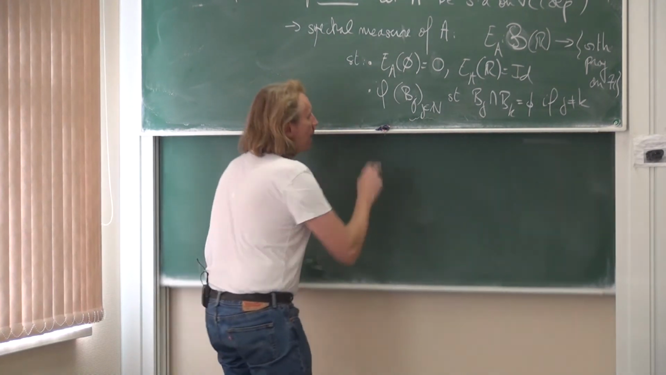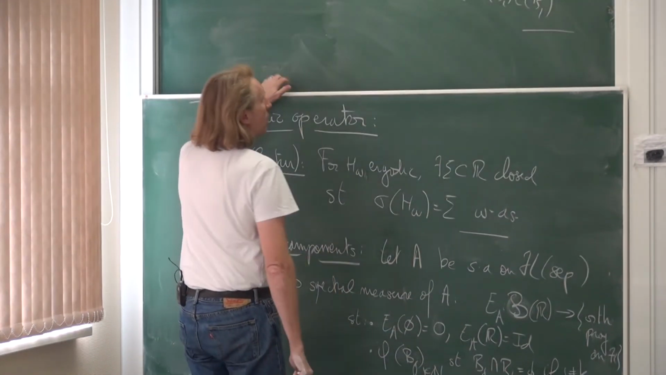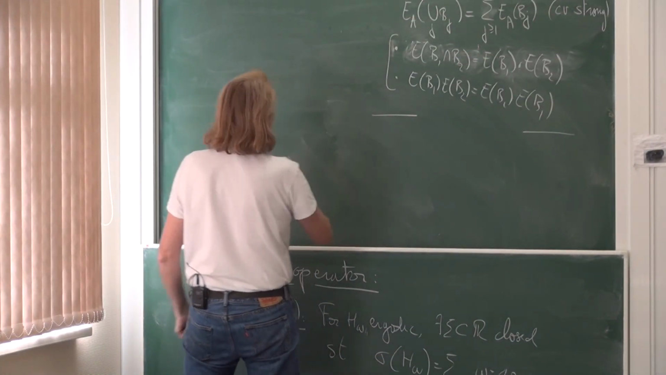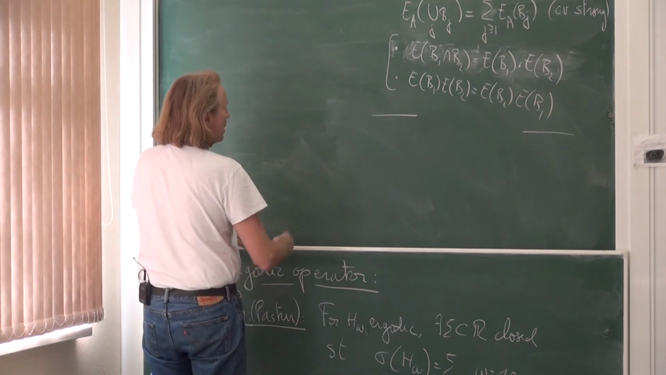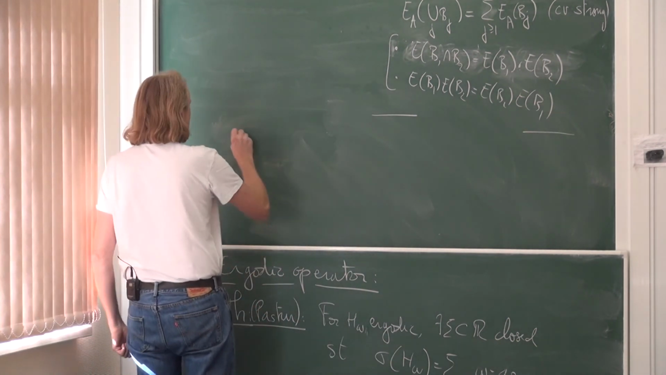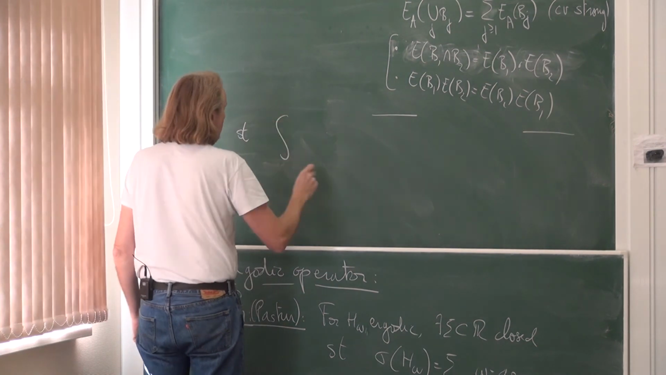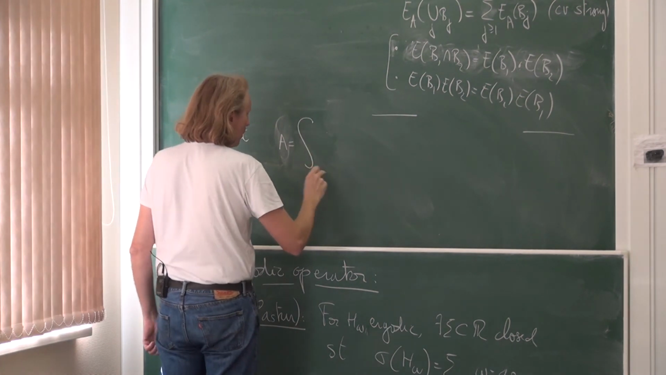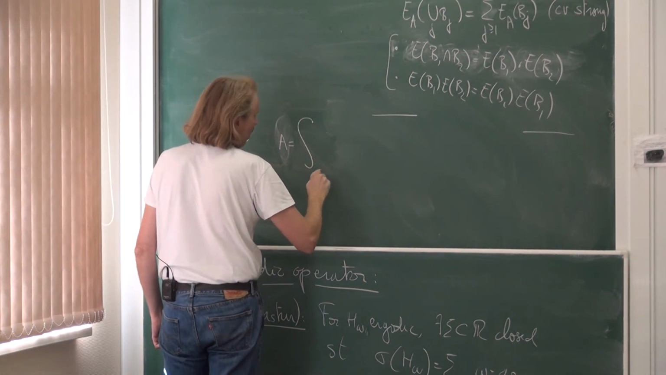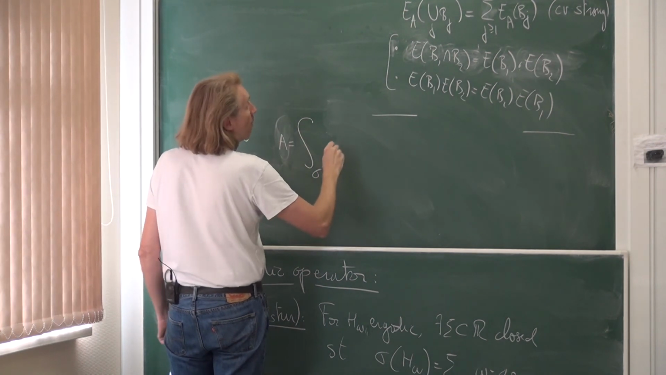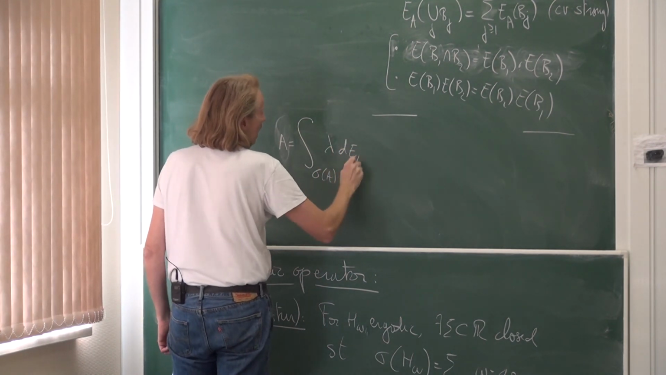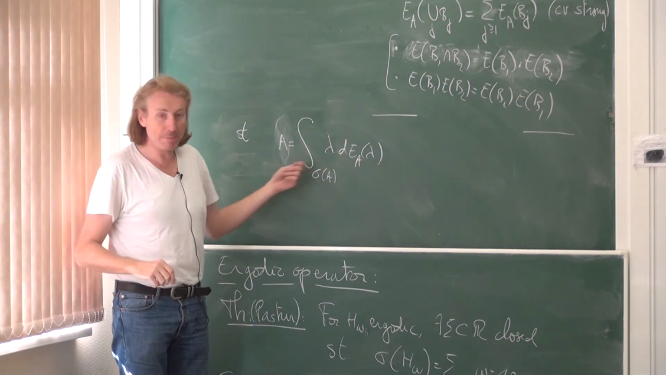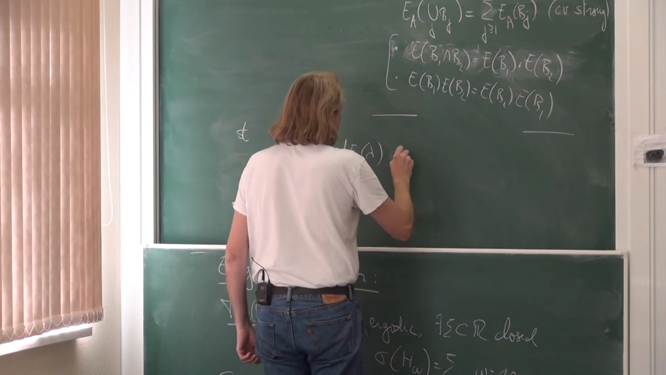And once you have this spectral measure, what happens is that you do the following thing. There exists a spectral measure for a given self-adjoint operator such that we can write A as the integral over sigma, the spectrum of A, of lambda dE_A(lambda), right? So I need to give a meaning to this thing. What does this mean? It just means the following thing.